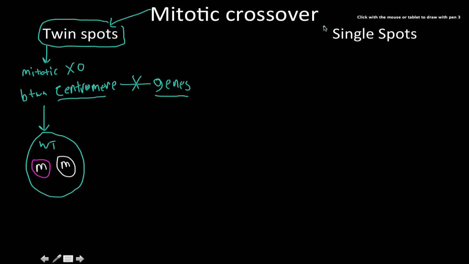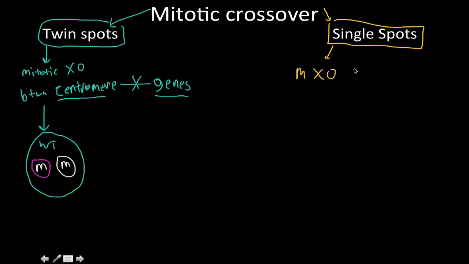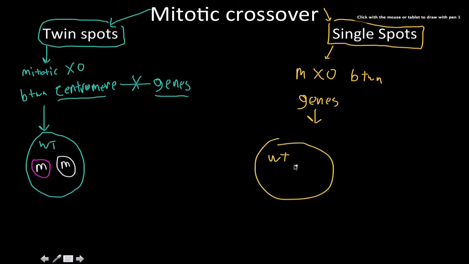But single spots, I'll switch colors to a yellow. For single spots, what happens is, this is when we have a mitotic crossing over happening between the genes themselves. There is no centromere location to deal with. And what this results in, so say you have wild type here, well, inside of it, you're going to have just one mutant area.